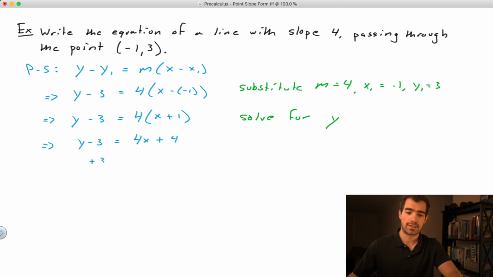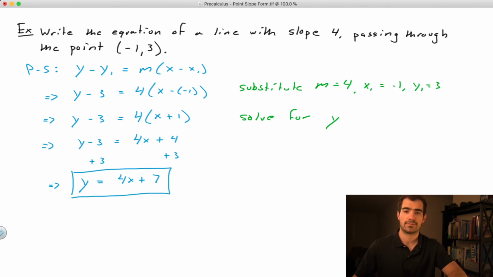Then adding 3 to both sides, this gives us y equal to 4x plus 4 times 3, or 7. And so we could write this as our final answer, an equation of a line that has a slope of 4 and passes through the point -1, 3.